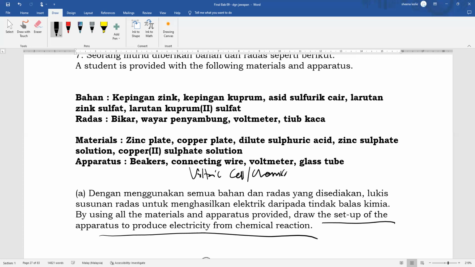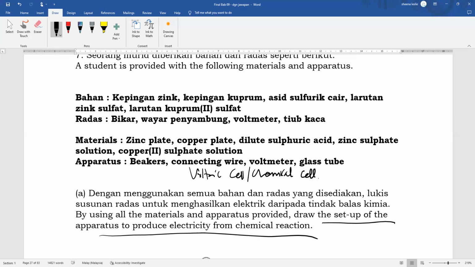Okay, now, can someone tell me if you don't know how to draw? Teacher, I do not know how to draw a voltaic cell. Okay, Joshua. Okay, besides Joshua, the rest of you do know, right? Okay, I give you 30 seconds, draw now.